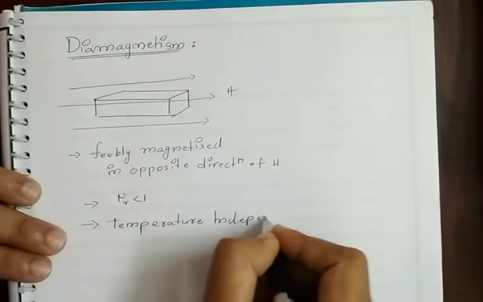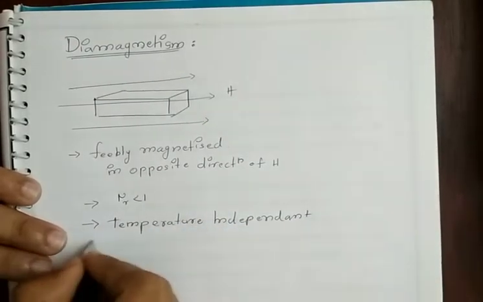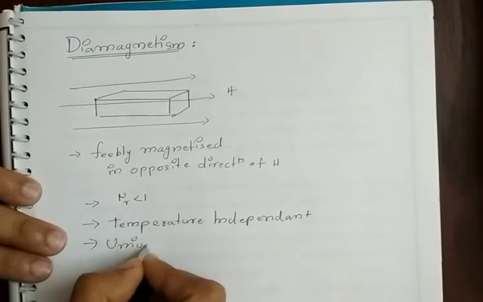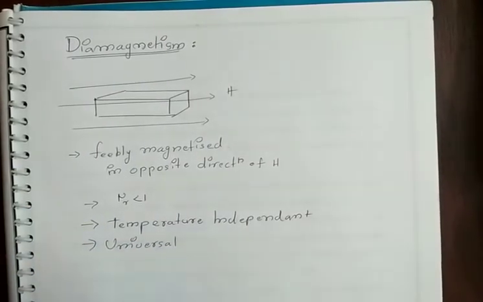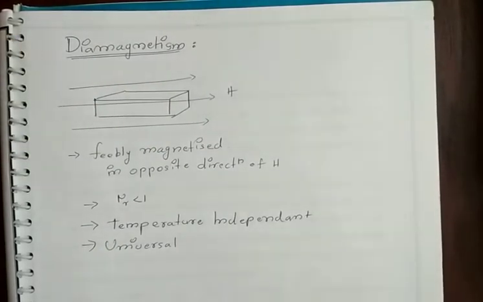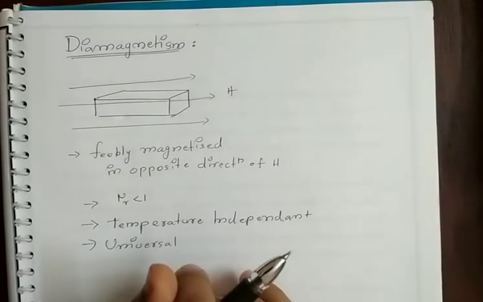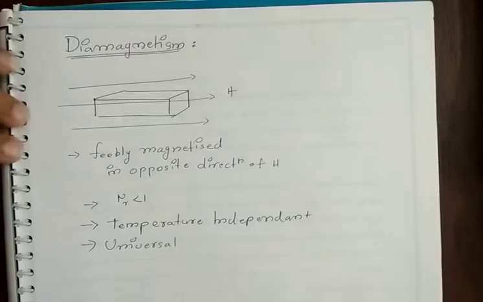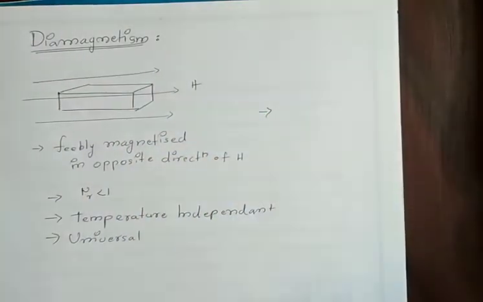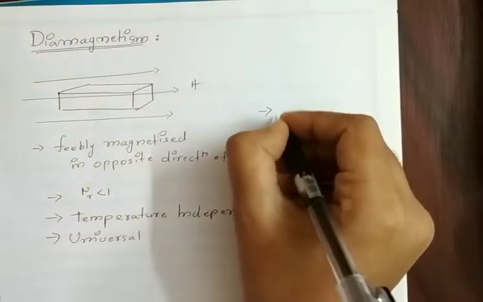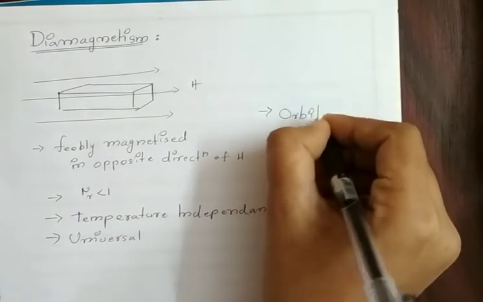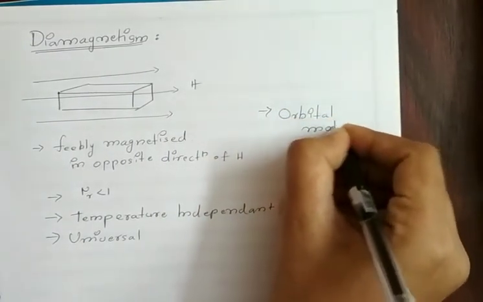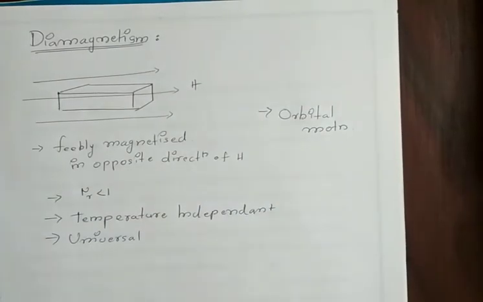And the diamagnetic material is basically universal in nature. What is the meaning of universal? That means almost every object in the universe shows the diamagnetic behavior, unlike the paramagnetic and ferromagnetic materials. And for a diamagnetic material, the major contribution to the magnetic dipole moment is due to the orbital motion of the electron, and not due to the spin motion of the electron.